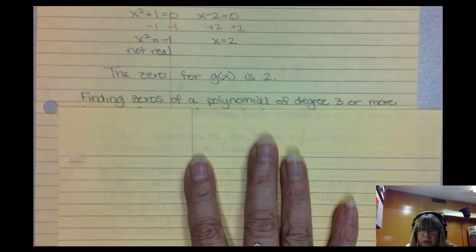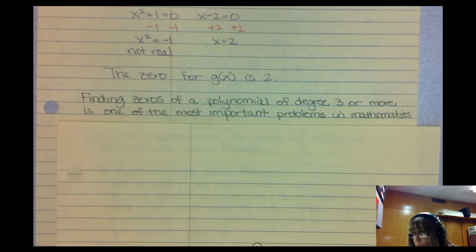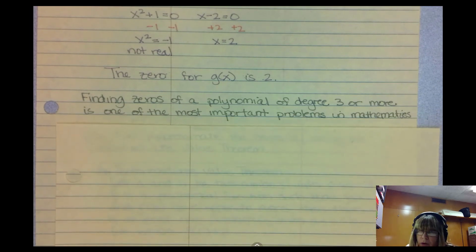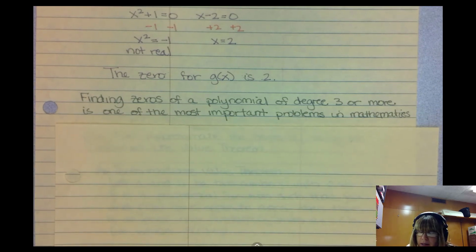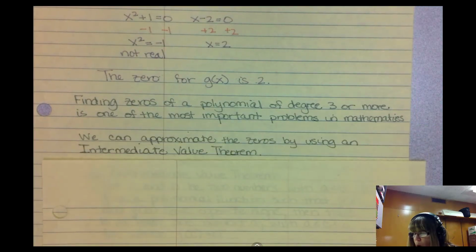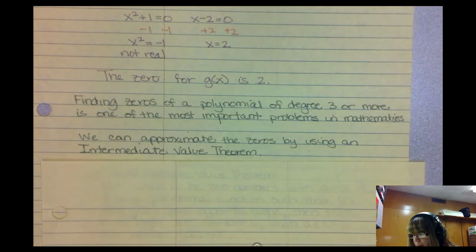Finding zeros for a polynomial of degree 3 or more is one of the most important problems in mathematics. It really is. I still believe there are some problems out there in the world that if you solve those mathematic problems, they actually pay you $1 million because these are such important problems. And a lot of them deal with polynomials of degree 3 or more. We can approximate these zeros by using what's called an intermediate value theorem.